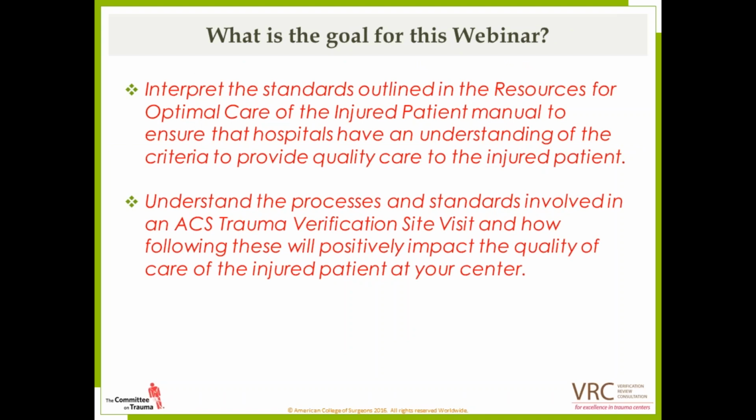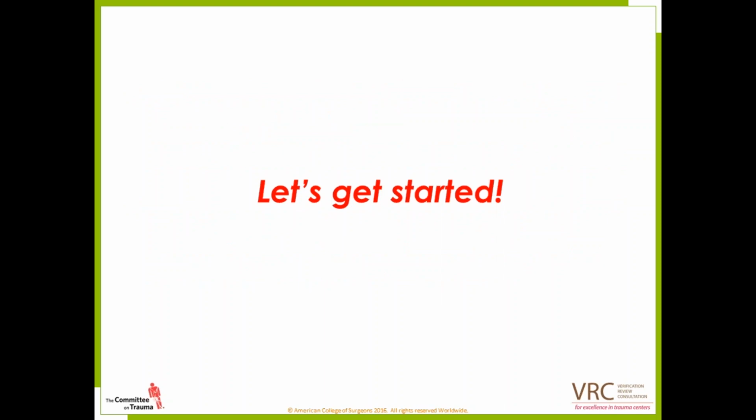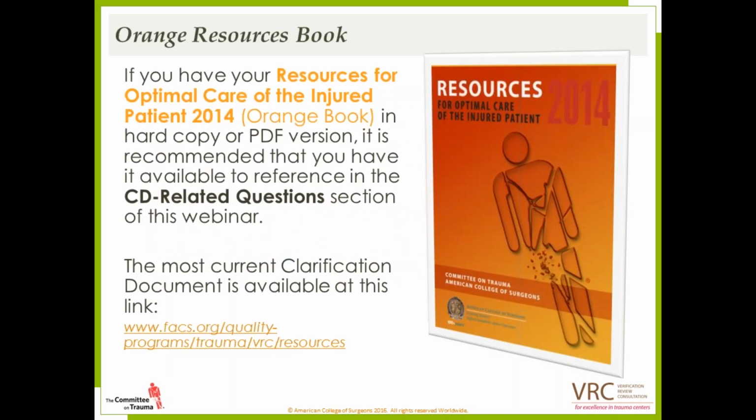So the goal for this webinar is to interpret the standards outlined in the Resources for Optimal Care of the Injured Patient manual to ensure that hospitals have an understanding of the criteria to provide quality care to the injured patient, and understand the process and standards involved in an ACS trauma verification site visit, and how following these will positively impact the quality of care of the injured patient at your center. So with that said, let's get started.